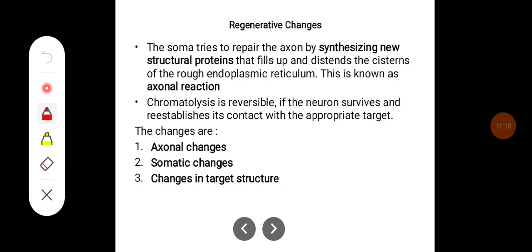There can also be regenerative changes. The soma tries to repair the axon by synthesizing new structural proteins that fill up and distend the cisterns of the rough endoplasmic reticulum, and this is known as axonal reaction.